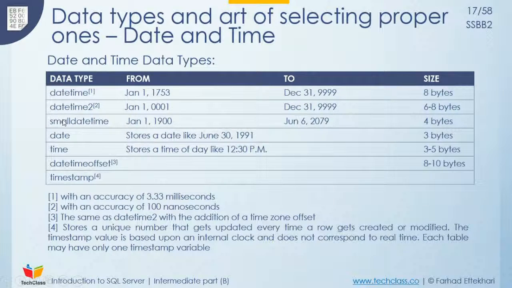And we also have smalldatetime, which most of the time we use in our applications, and it uses less space, and you can store date and time values between 1st of January 1900 and 6th of June 2079. And we also have the date data type, which can store a date value, and the time data type, which can store only the time part.